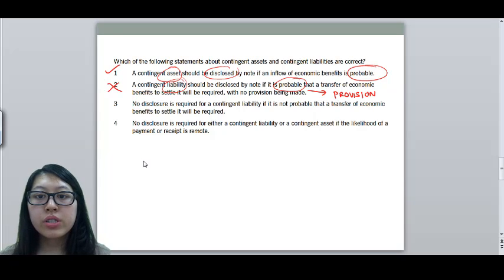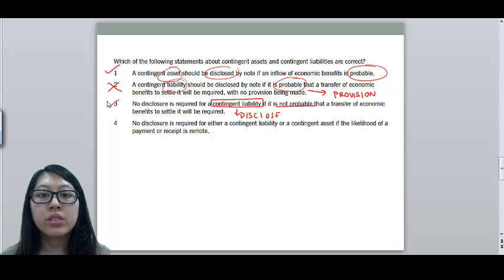3. No disclosure is required for a contingent liability if it is not probable that a transfer of economic benefits to settle it will be required. Now note here that even though it's not probable, if there is a contingent liability, you still need to disclose. Okay, you still need to disclose, so this is also incorrect.